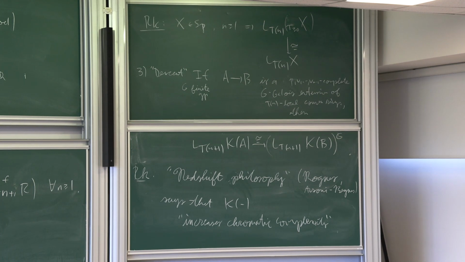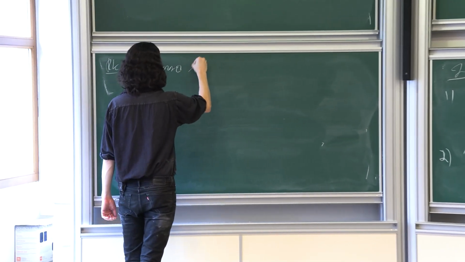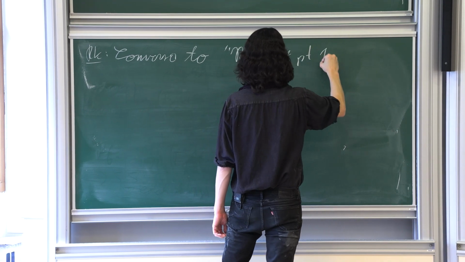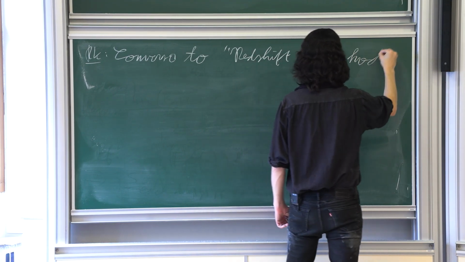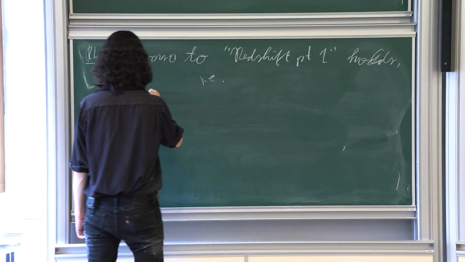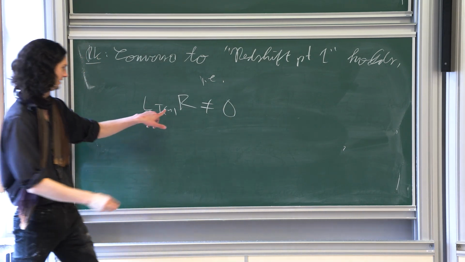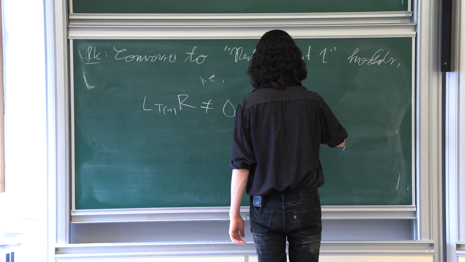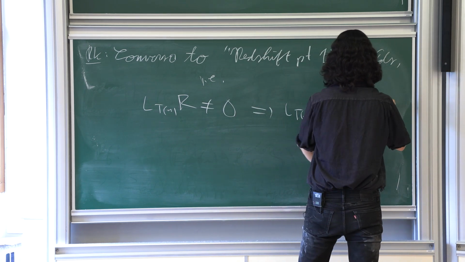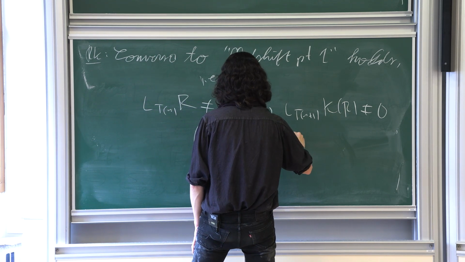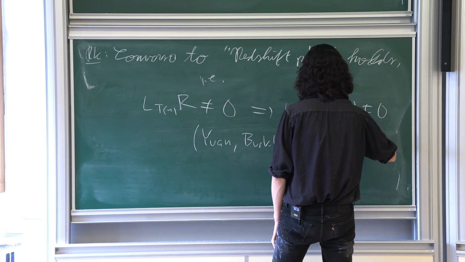And let me also remark that the converse to redshift part 1 holds, i.e., if you do indeed have non-trivial chromatic information at height n in R, then you have non-trivial chromatic information at height n plus 1 in K of R. That's a result of Yuan and Burklund-Schlank.